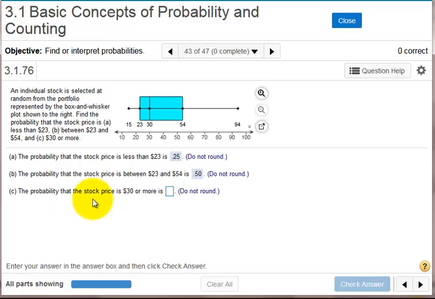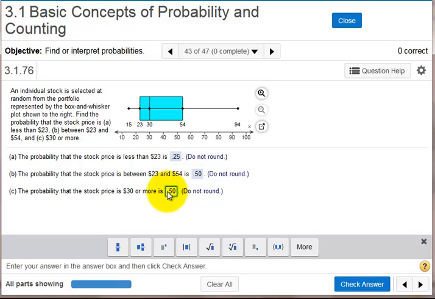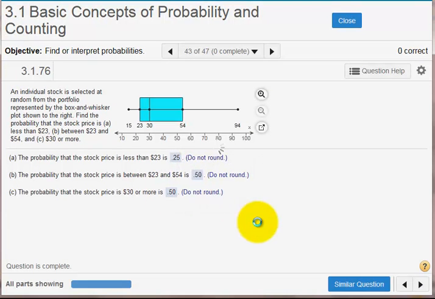Lastly, the probability that the stock price is $30 or more. So here we're looking at 30 and above. And again, this 30 is the 50% mark, or the middle point of the data. So that means that 50% of the data lies above that. 0.50. And that concludes that question.